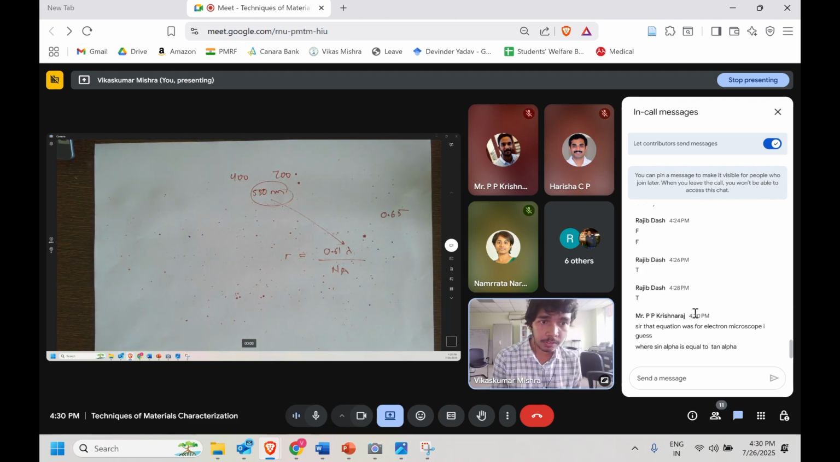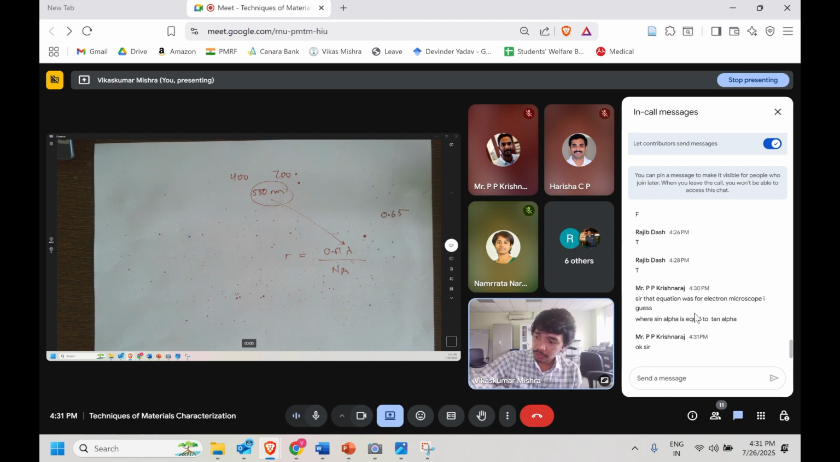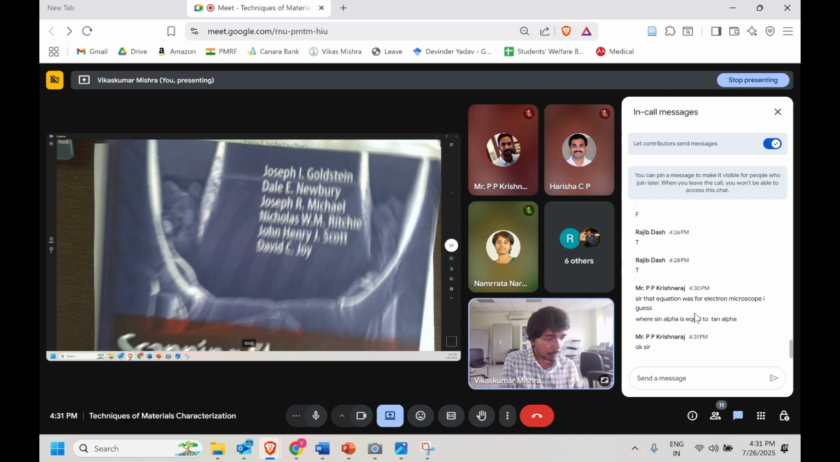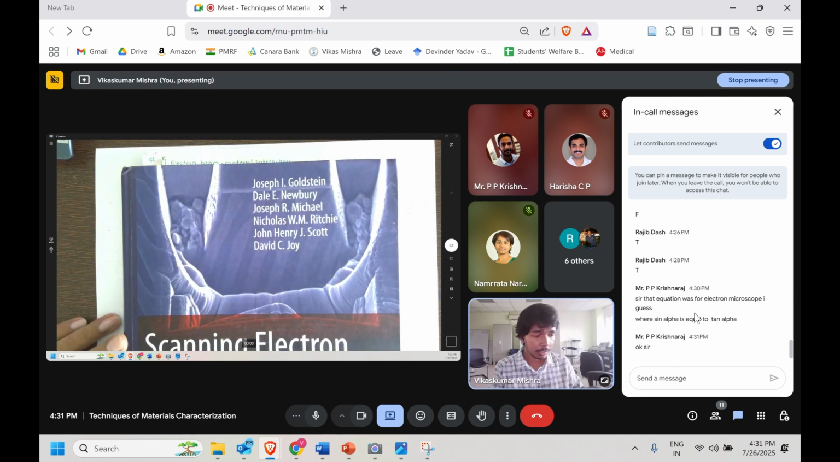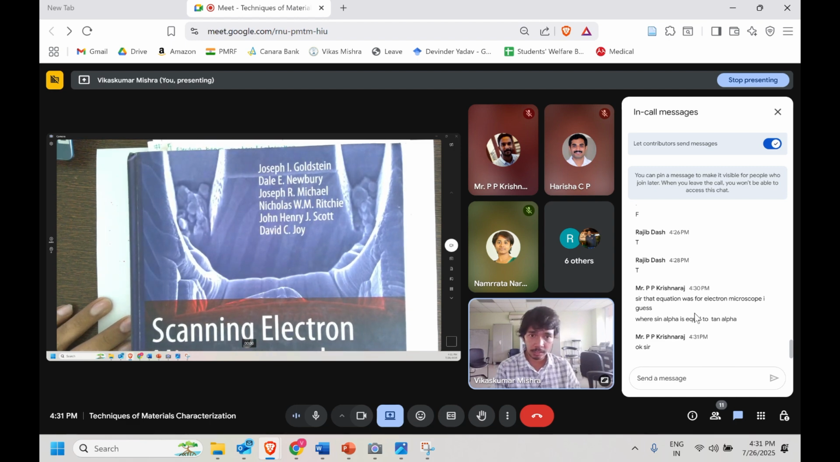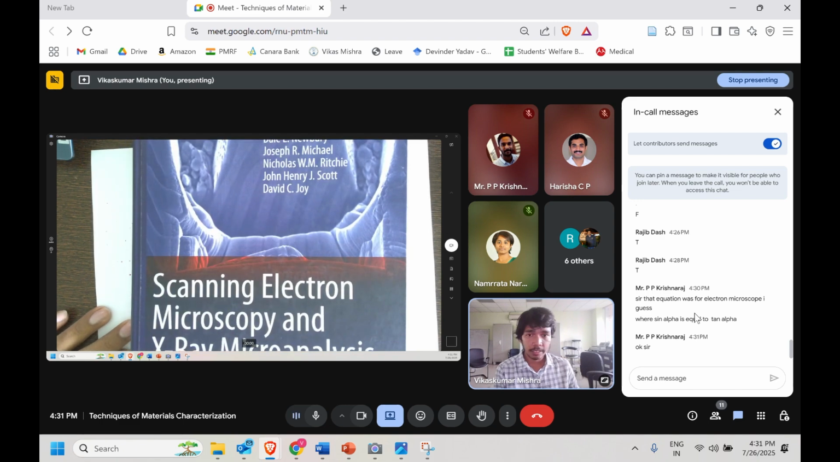Yeah, so that equation was for the electron microscopy, where sin alpha is equal to tan alpha. Okay, then I'll go through that. I'll try to search what it is, and I will let you know in the next class. Since it is electron microscopy, I think it might be there in this Joseph Goldstein book. So I might have to go through a few chapters of it. Yeah, it's a very good book which is recommended by our professor. You can see in the first slide itself, he told that this is something we can refer to for the scanning electron microscope.